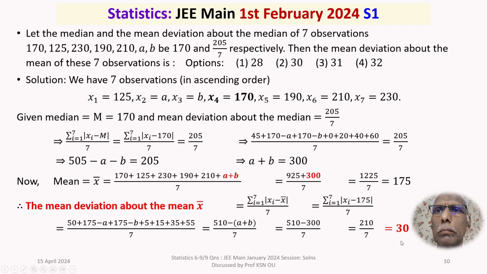Let's look at our options. Our answer 30 appears against option 2. Therefore, the answer to this question is option 2. That is the detailed discussion of the solution of the problem. Again, it is a simple question. I am sure that you understood the solution of this problem. We move to the next question.